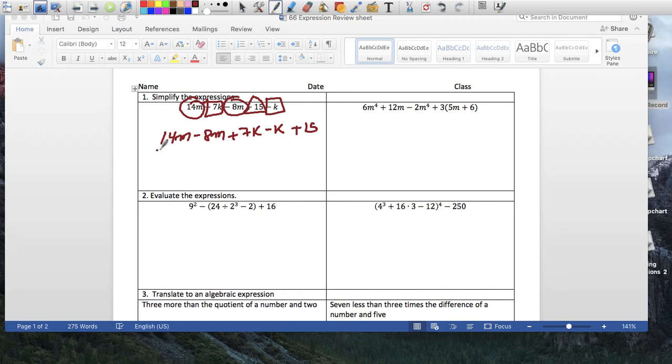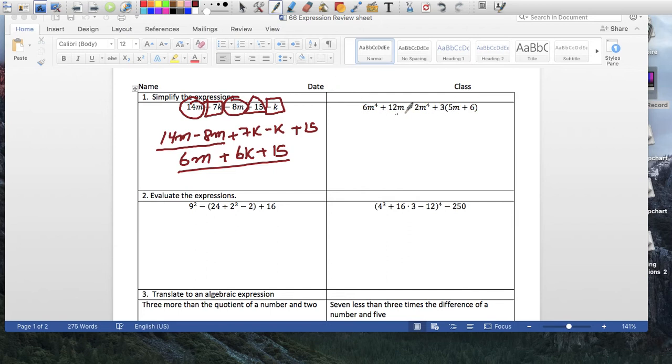So I can combine these two, 14m and minus 8m. I can subtract these two because they're the same variables, the same exponents. So 14 minus 8 is just 6, and I'll put an m. 7k minus k, remember there's a 1 over here, 7k, so 7 minus 1 is 6, so plus 6k. And the plus 15 at the end. So my final answer is this.